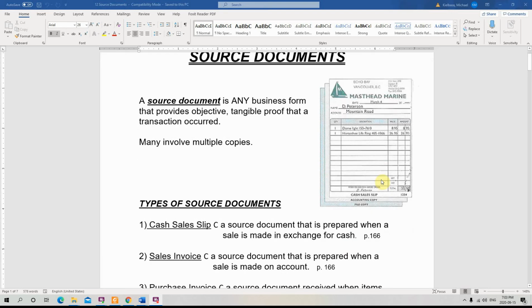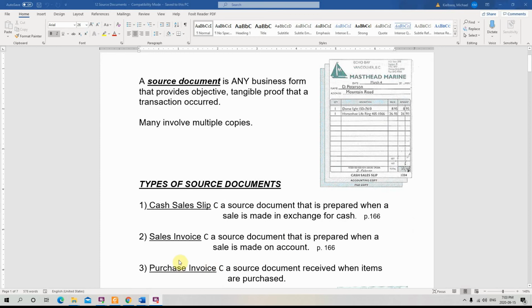All right. Another type of source document is a sales invoice. And basically, it's a source document that's prepared when a sale is made on account. So cash sales slip records a sale for cash. A sales invoice records a sale on account.